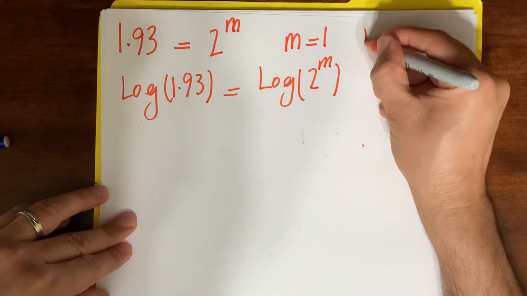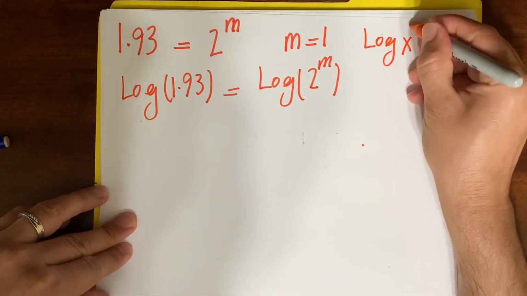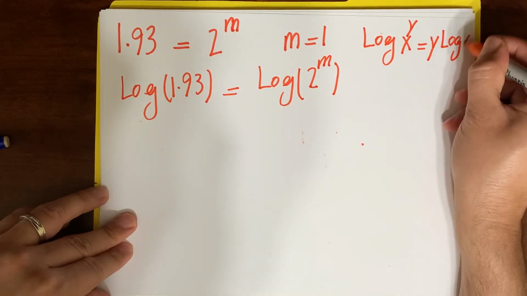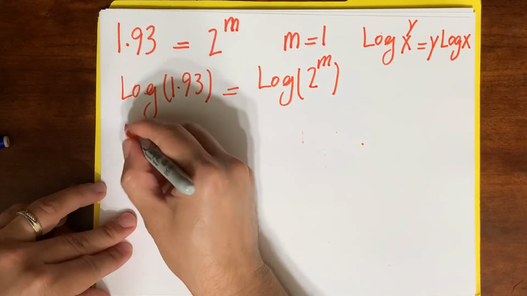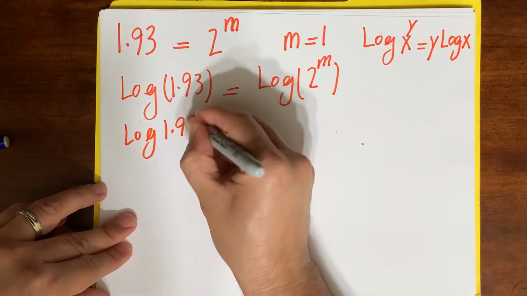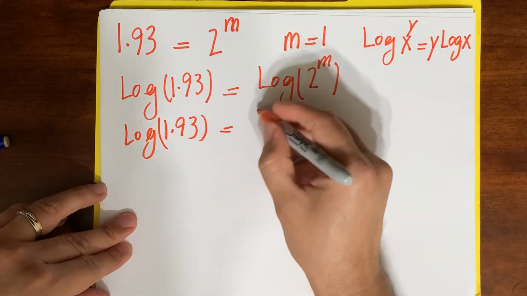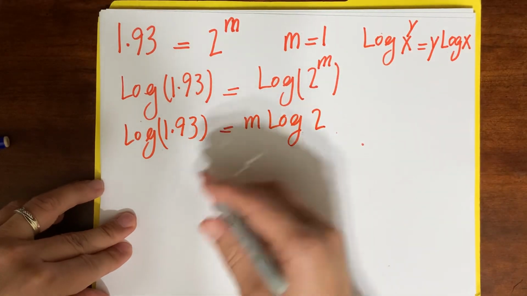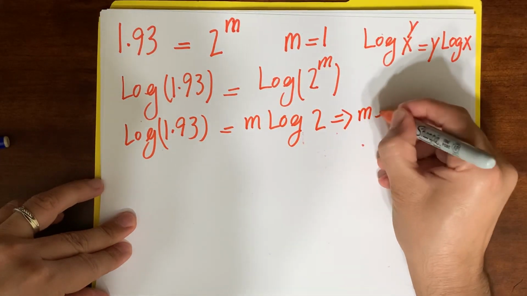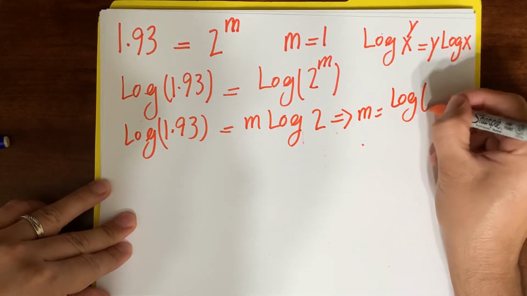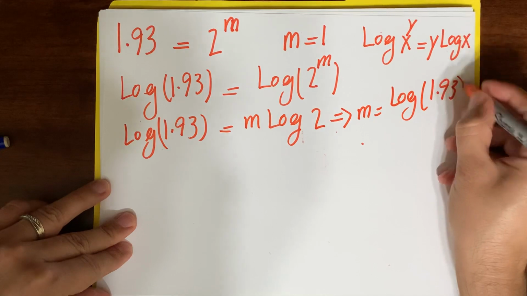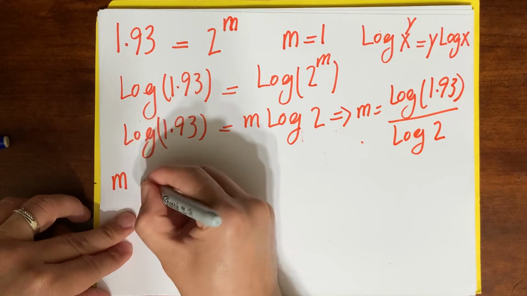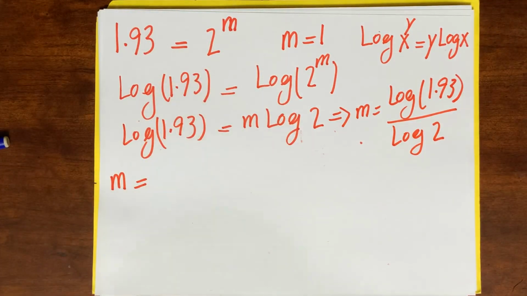Reminder, log of x to the power of y is going to be equal to y multiplied by log of x. So log of 1.93 is going to be equal to m log of 2. So m is going to be log of 1.93 divided by log of 2. And m is going to be around 1.